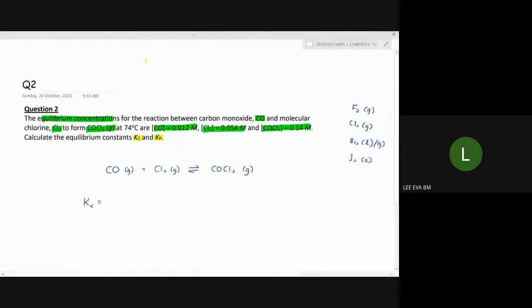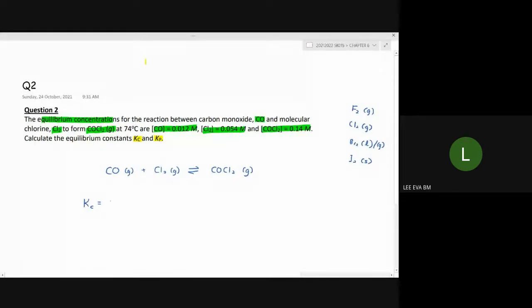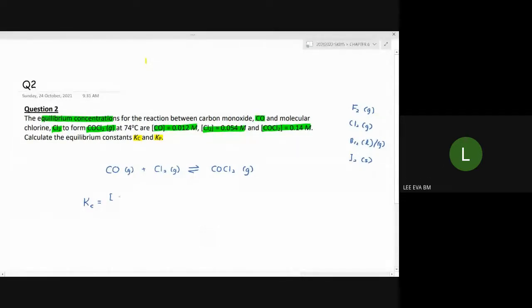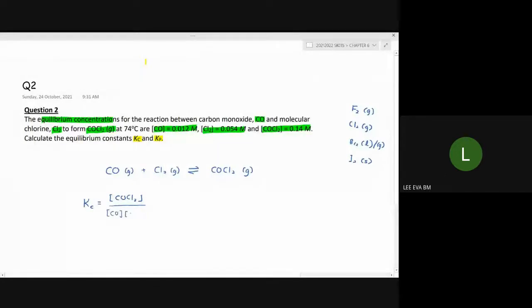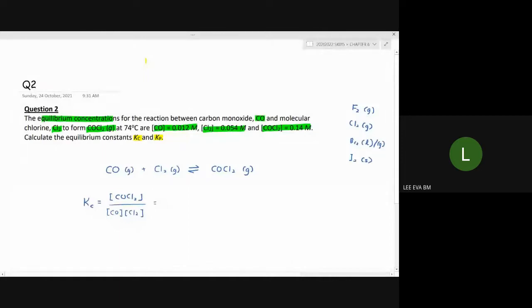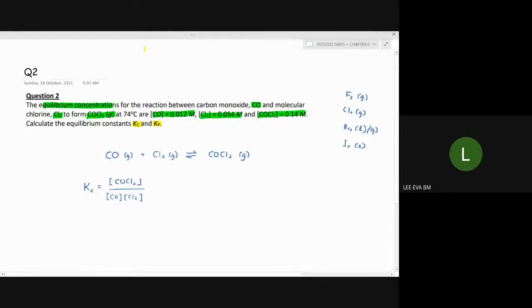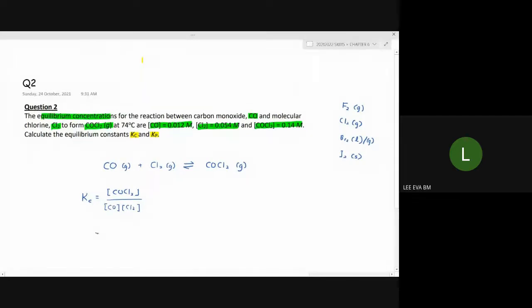So product on the top, reactant on the bottom. So it's quite straightforward, you see, once you know how to come up with the KC expression. So soalan ini akan jadi agak senang sikit. So product on the top, reactant on the bottom. So Cl2. And then because all of them are in stoichiometry ratio 1, so you don't have any power, and you just need to fill in your values.